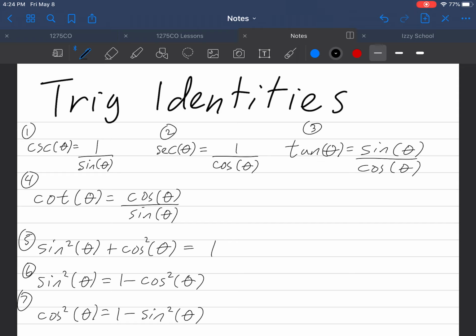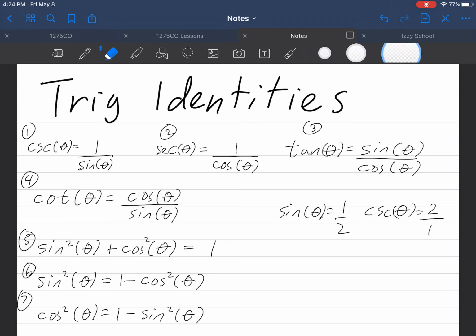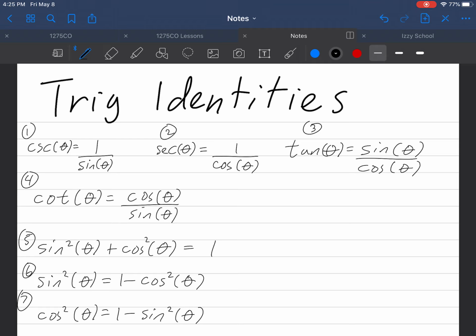I told you before that when you find the sine of an angle to be, let's say, 1 over 2, that means you can flip that to find the cosecant of theta to be, in this case, 2 over 1. Now what this means is that the cosecant function is the reciprocal of the sine function. And today's lesson is going to build on something along those lines. Right? We have 7 trig identities here.